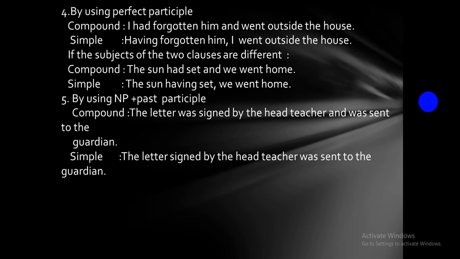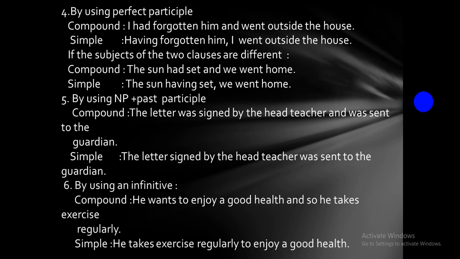Now, serial number 5. By using NP plus past participle, we know that NP means noun phrase. Compound sentence: The letter was signed by the head teacher and was sent to the guardian. Here, the letter is the noun phrase. Signed is the past participle form of the verb. You have to omit "was" and "and". Now the simple sentence will be: The letter signed by the head teacher was sent to the guardian.